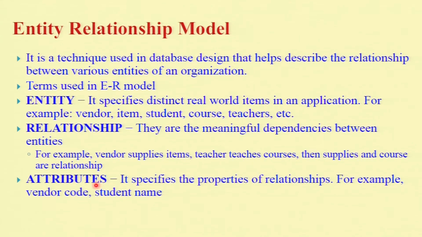Now let us see what an attribute is about. Attributes specify the properties of an entity. For example, vendor code and the student name. So many different student names will be available, and each and every student name you call it as an attribute.